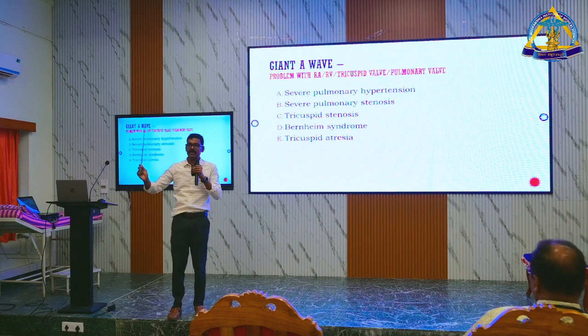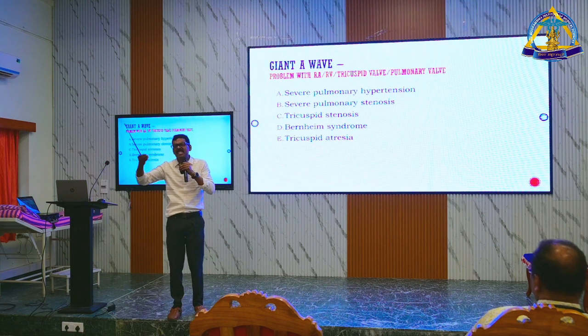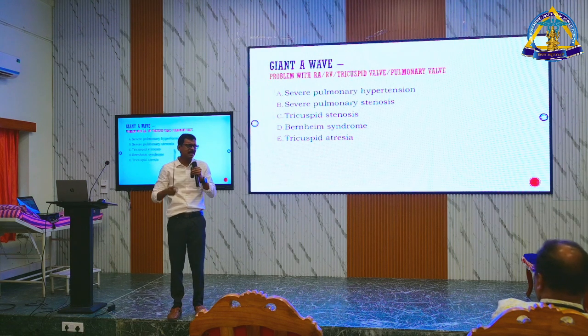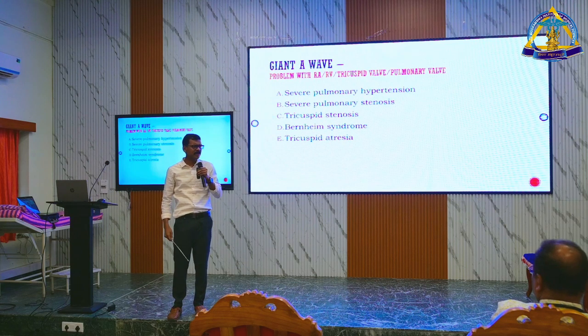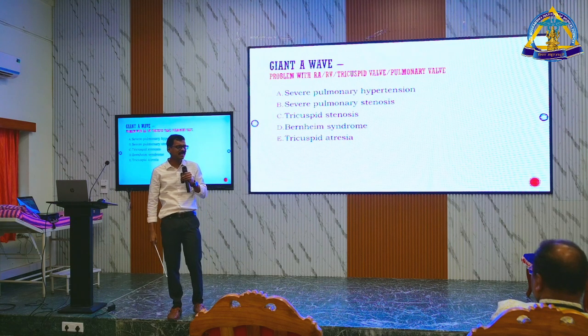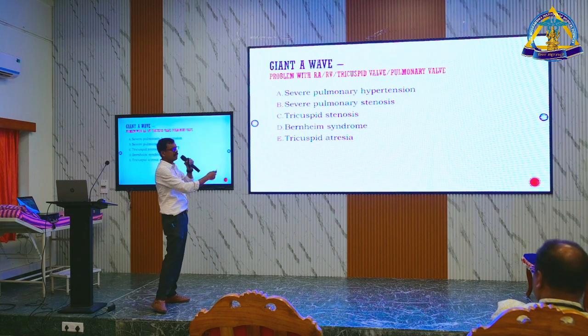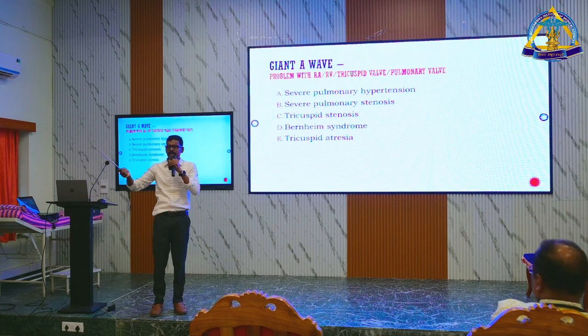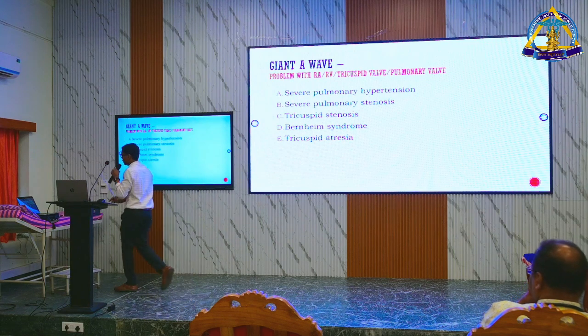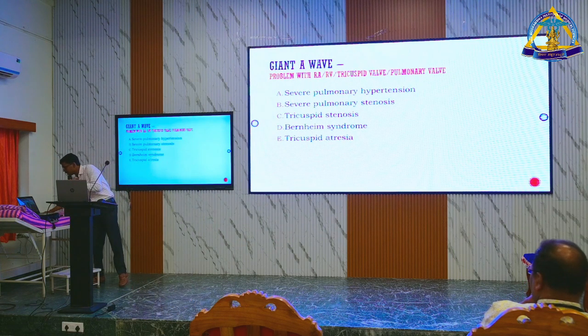Well, we saw the causes of elevated JVP, we know the concept, we know how the waves are formed. Now we see the individual waves. So we will start with the A wave. A is due to what?